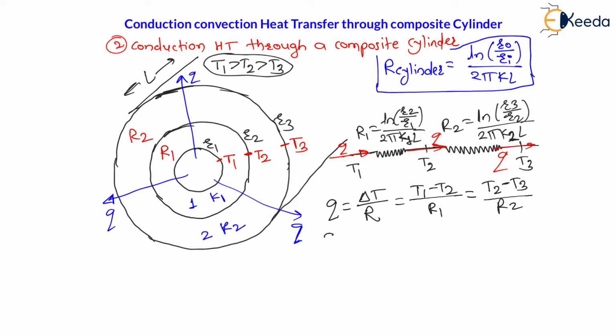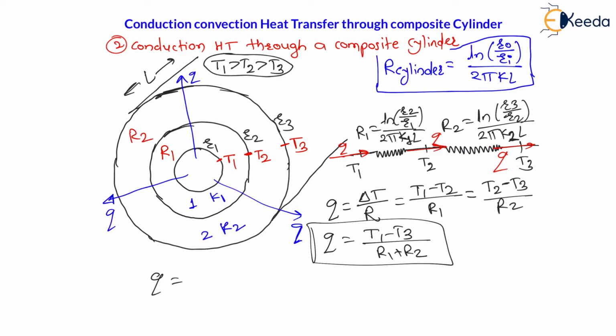And my dear students, again, T1 minus T3 is the total temperature difference. Then the resistance between them is R1 plus R2. Likewise, we can write this for the total temperature difference. Therefore, here Q is equal to T1 minus T2 divided by R1, is equal to T2 minus T3 divided by R2, is equal to T1 minus T3 divided by R1 plus R2. By equating these, we can find intermediate temperatures, right?